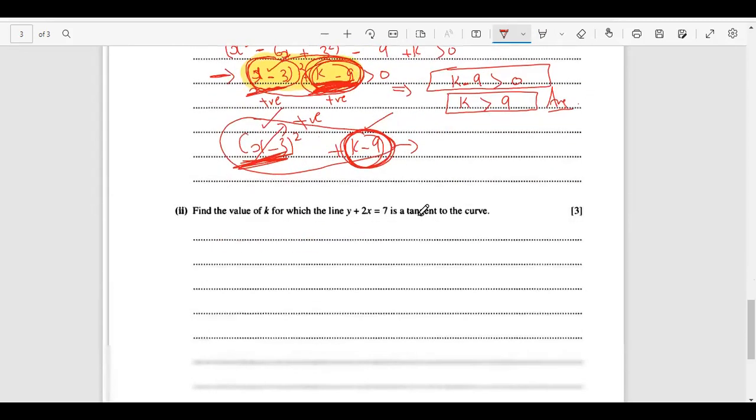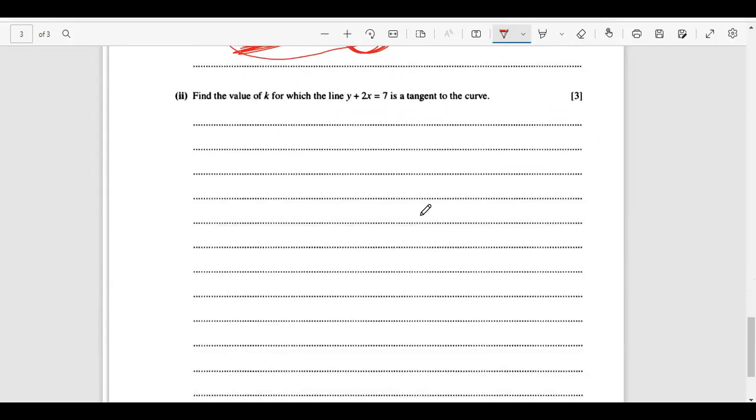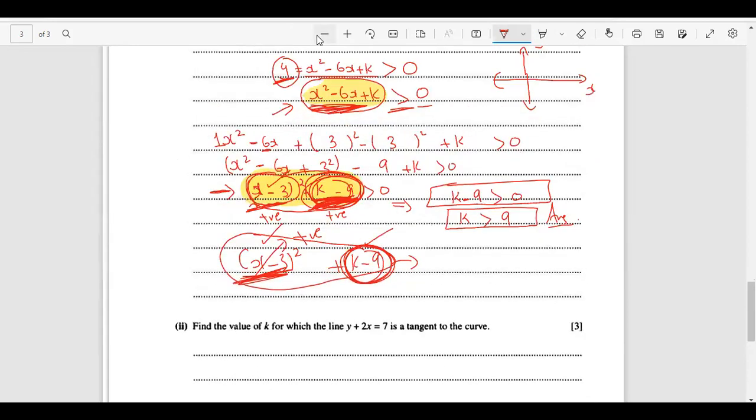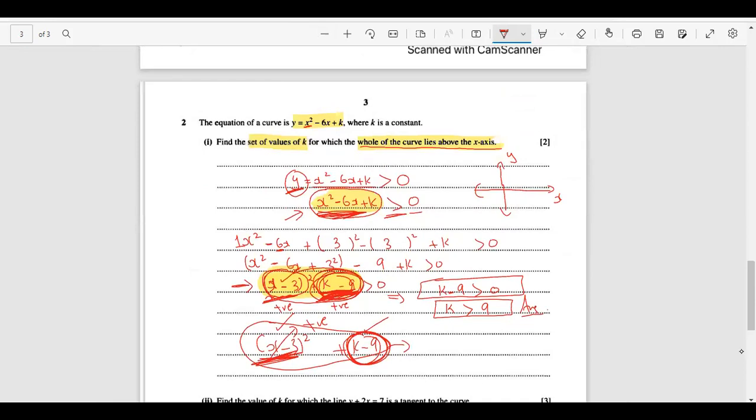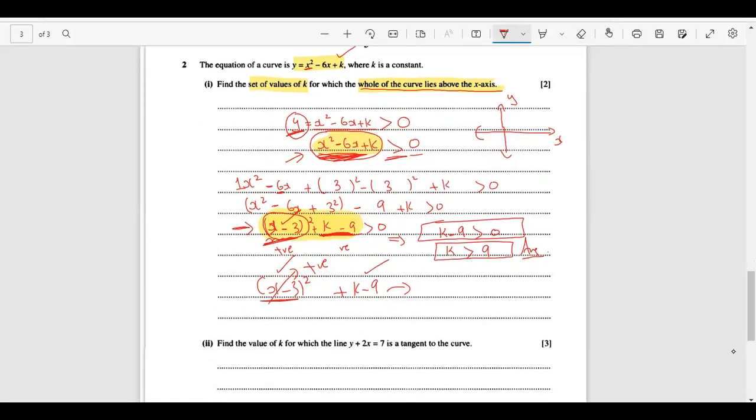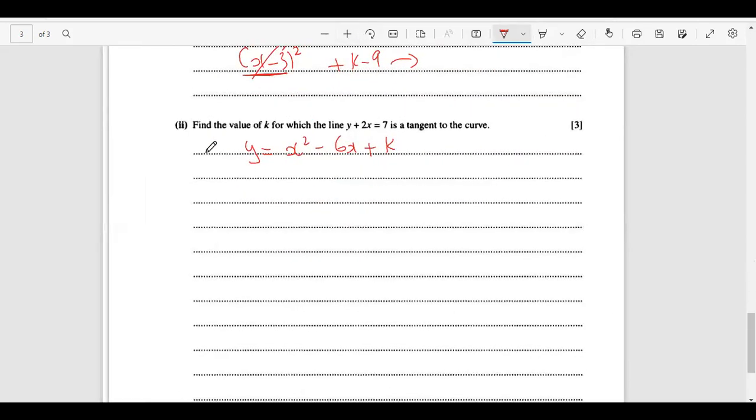Okay, so let's talk about one last part of this question. Find the value of k for which the line is a tangent to the curve. Okay, I think you guys can try doing it right now. Everything is clear. Let me just clear this part as well. All right, so now this is the curve: y equals x squared minus 6x plus k. The question is find the value of k for which the line is a tangent to the curve.